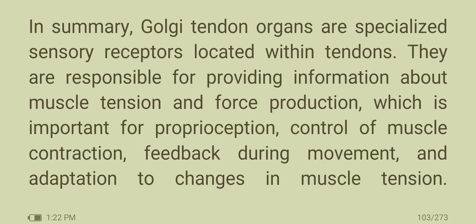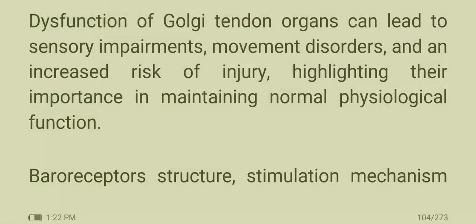In summary, Golgi tendon organs are specialized sensory receptors located within tendons. They are responsible for providing information about muscle tension and force production, which is important for proprioception, control of muscle contraction, feedback during movement, and adaptation to changes in muscle tension. Then dysfunction of Golgi tendon organs can lead to sensory impairment, movement disorders, and increased risk of injury, highlighting their importance in maintaining normal physiological function.